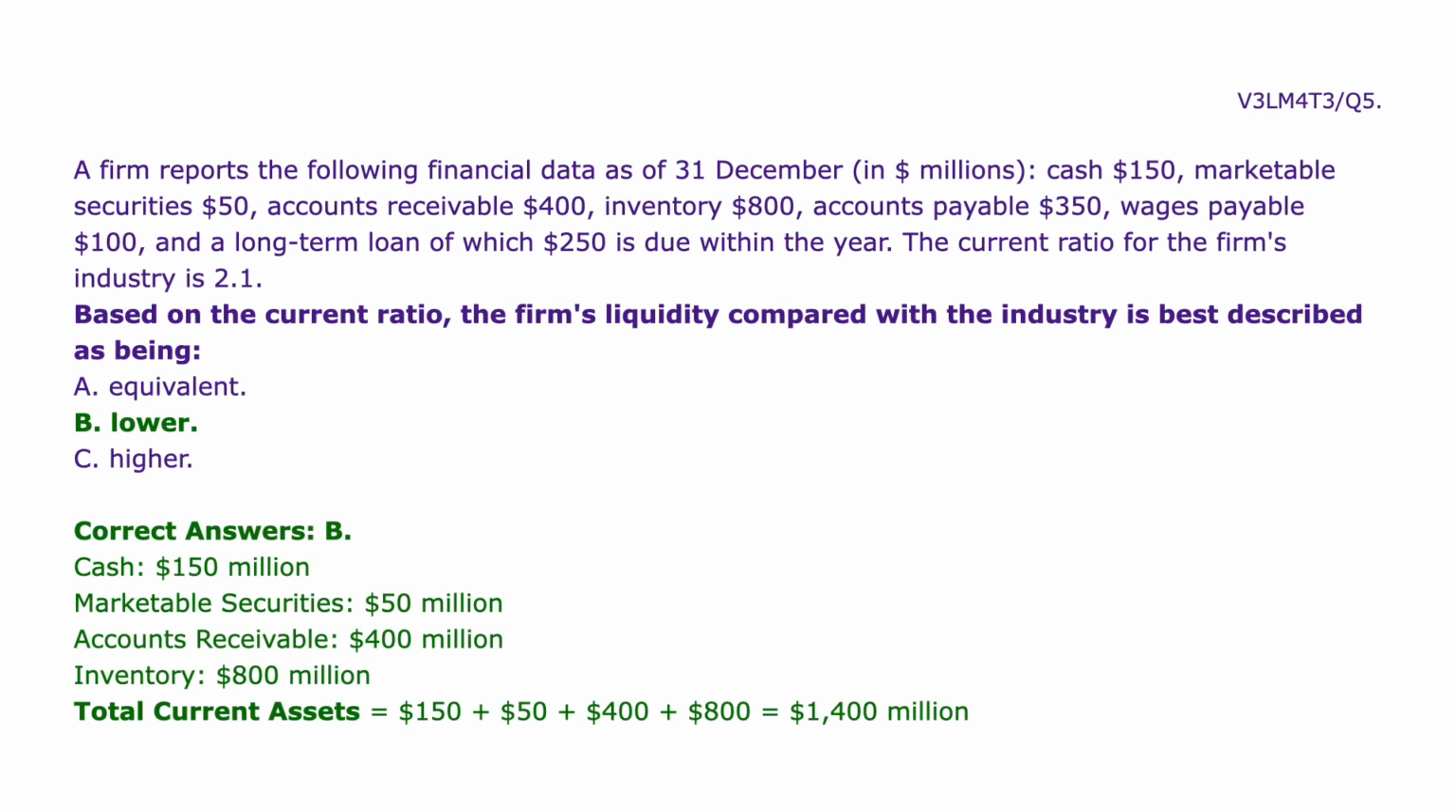Current ratio is the broadest measure of liquidity, meaning it includes all short-term assets, including less liquid ones like inventory. 150 plus 50 plus 400 plus 800 equals 1,400.